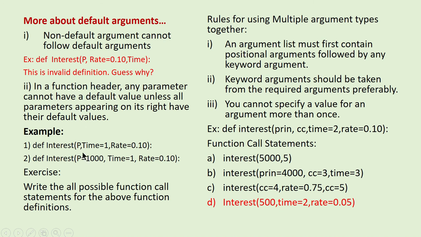In the function header, look at this example, def interest of p of time. You can have any number of default parameters, but they should appear only on the right side. P is a non-default argument, so it is placed as the first argument, and the second and third are default arguments. Yes, you can call this particular function with 1 argument, 2 arguments or 3 arguments.